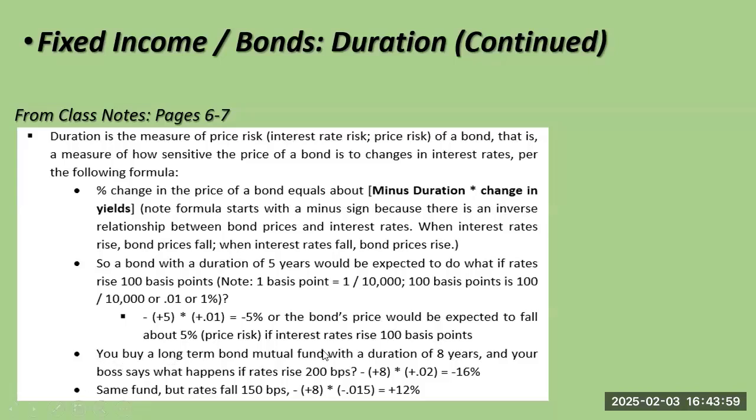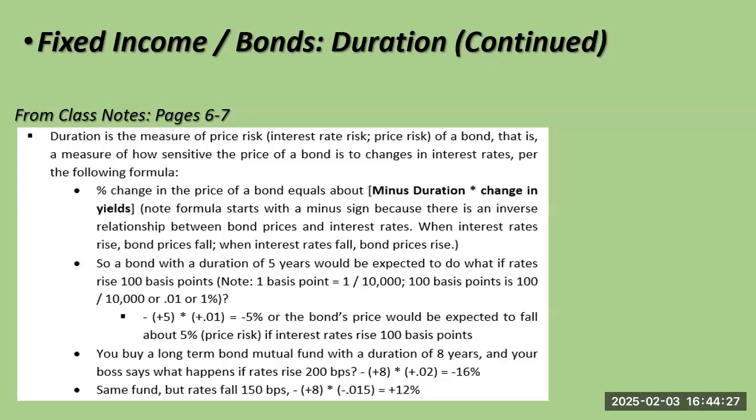You buy a long-term bond mutual fund with a duration of 8 years and rates rise 200 basis points, then minus 8 times 0.02, that bond would fall 16%. So can treasury bond prices fall 15, 20, 30%? Absolutely. Treasuries were down over 20% in 2022 because interest rates rose, especially long-term treasuries. Long-term treasuries can lose a fortune.